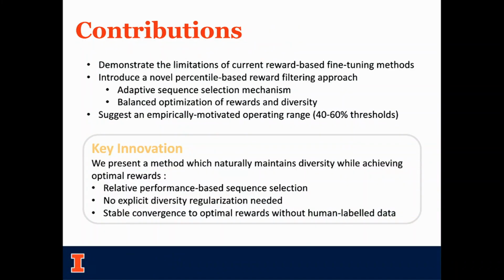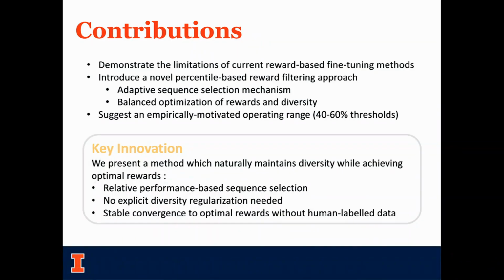And to handle this problem, our key contribution of this work is to propose a novel percentile-based reward filtering mechanism that naturally balances diversity and performance, rather than using a fixed threshold such as we see in ReFT, or just using top-K, best-of-K sampling. We adaptively select a sequence based on their relative performance.